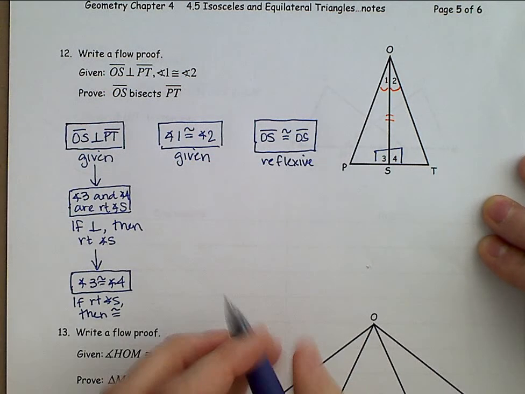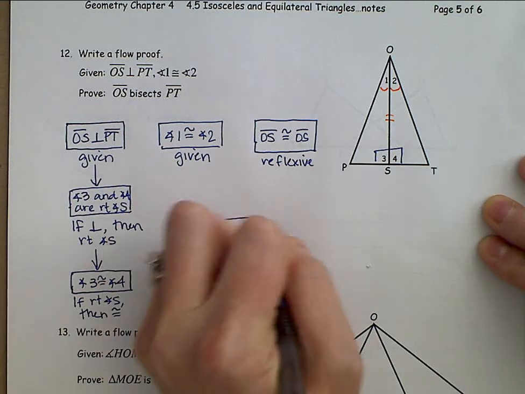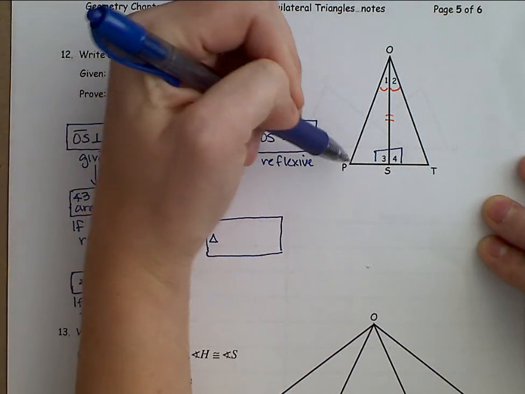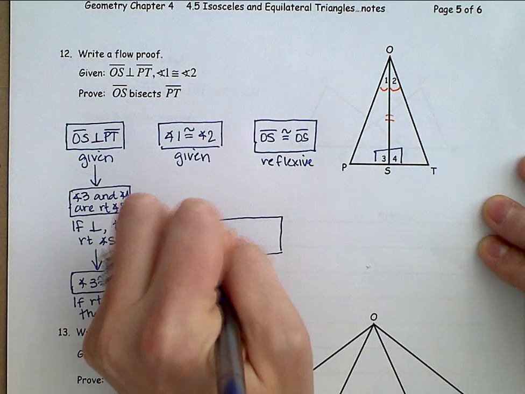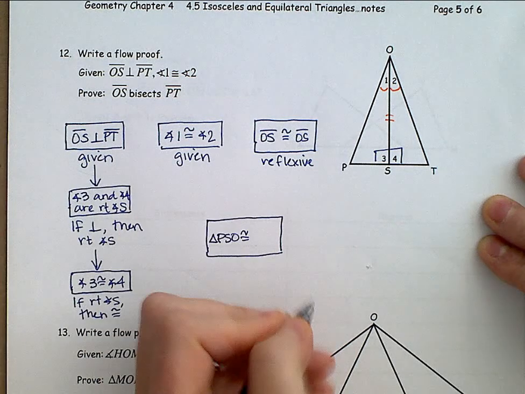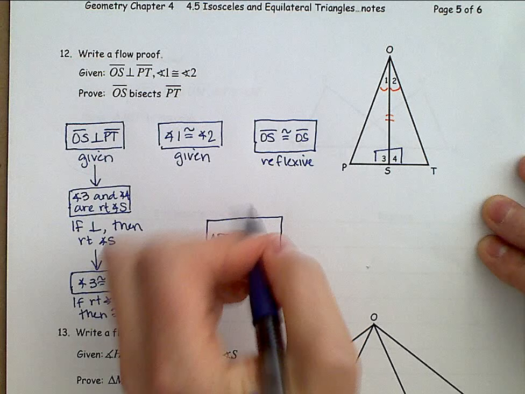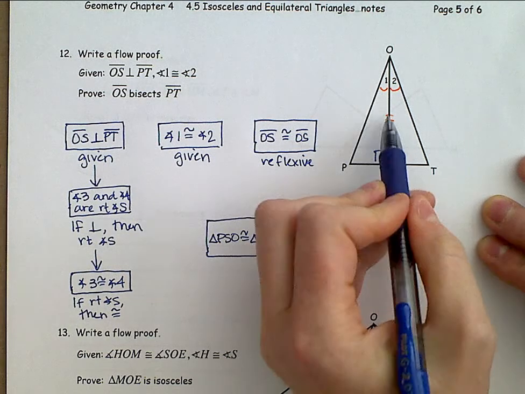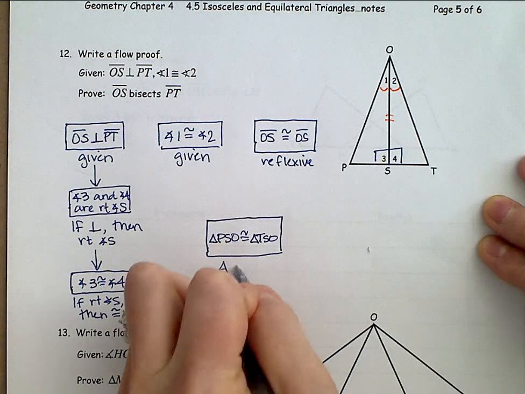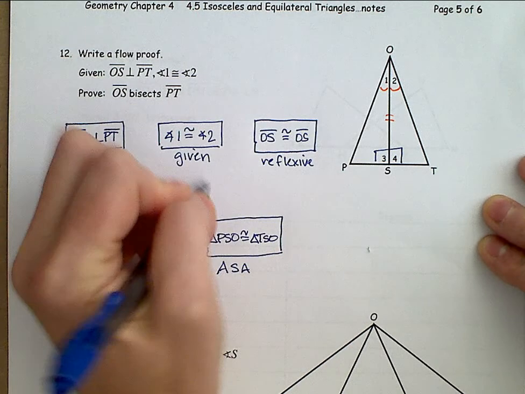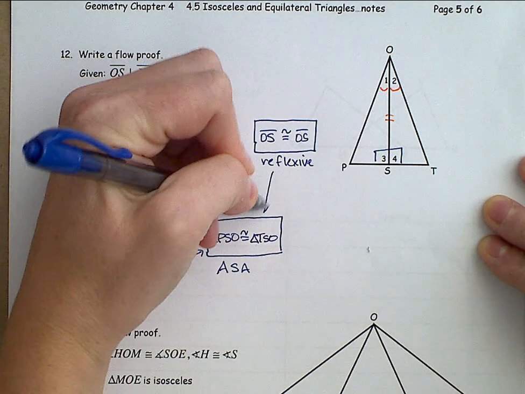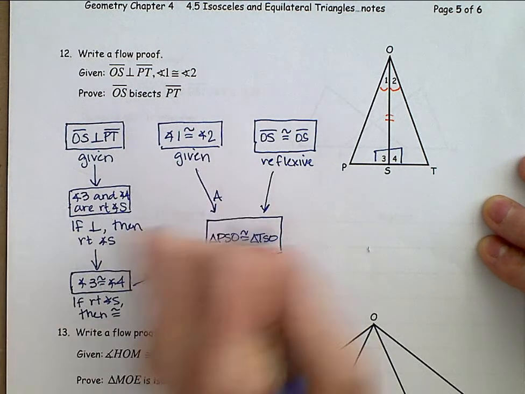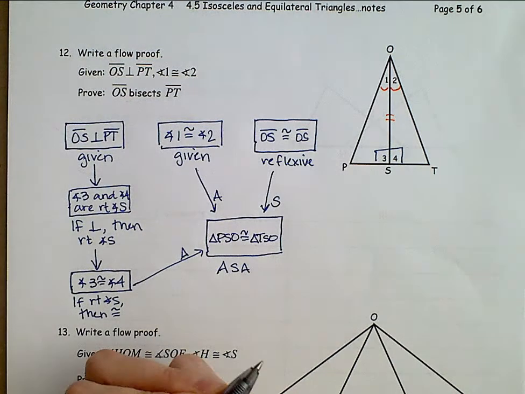So create over here a new box. We're going to name our triangles. Triangle PSO is congruent to triangle TSO. The reason is angle, side, angle. Connect your boxes. This is an angle. This is another angle. There's that side. Okay, it's okay that those are out of order.